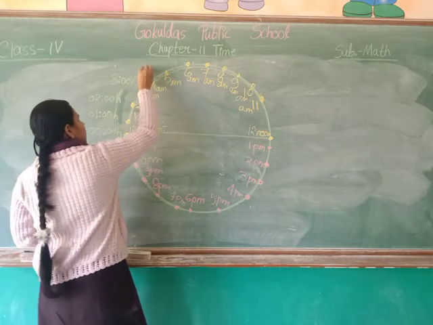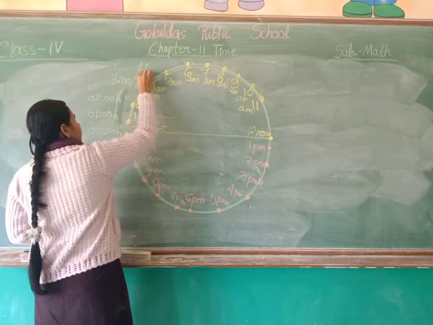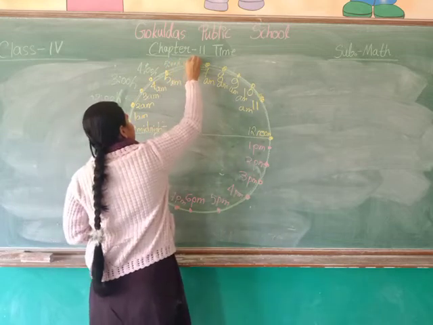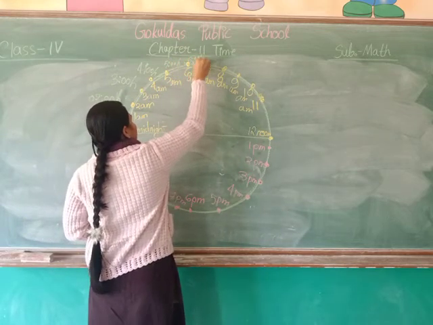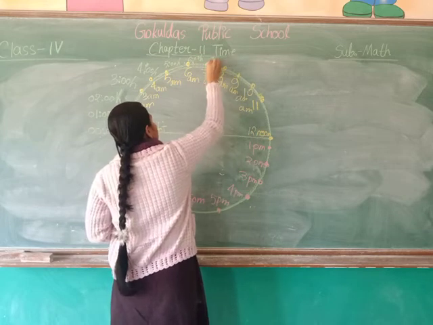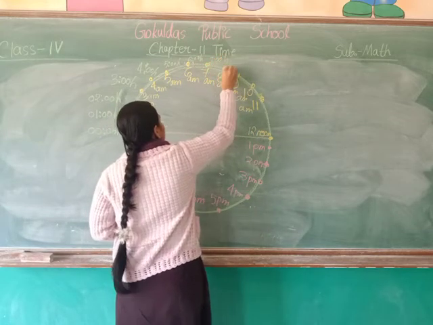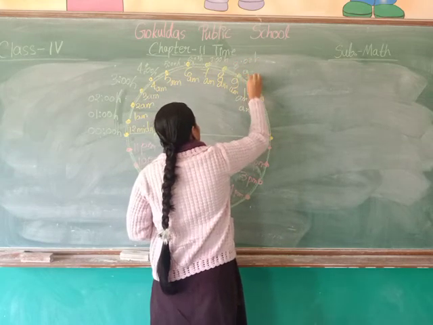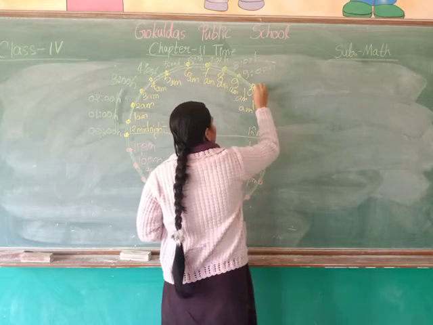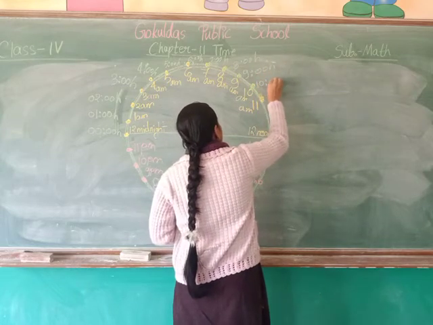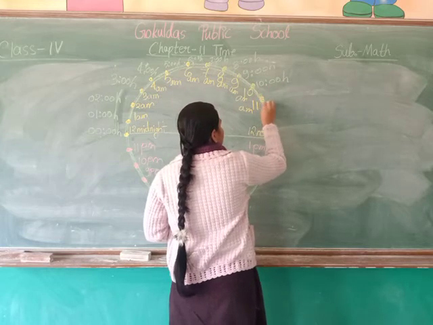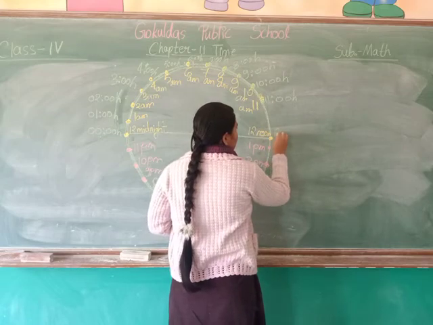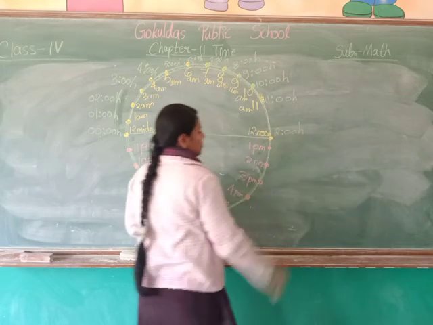3 hours. 4 hours. 5 hours. 6 hours. Then to represent 7 AM, we will write 7 hours. For 8, 8 hours. For the timing 9 AM, it will be 9 hours. For 10 AM, it will be 10 hours. For 11, it will be 11 hours. For 12, it will be 12 hours.